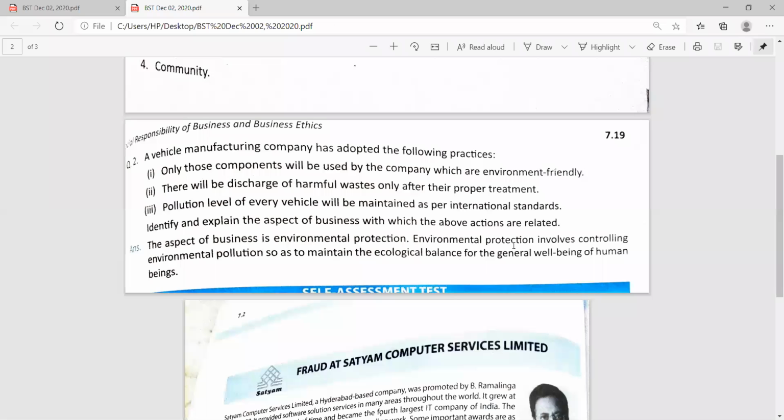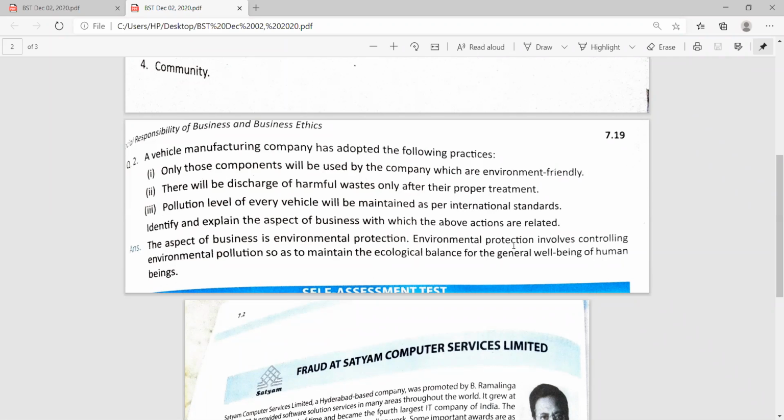Whatever the waste is there, it is to be discharged after the proper treatment. The pollution level of every vehicle will be maintained as per the international standard, and the pollution level has to be maintained. And how is it to be maintained? It is to be maintained as per the international standard.